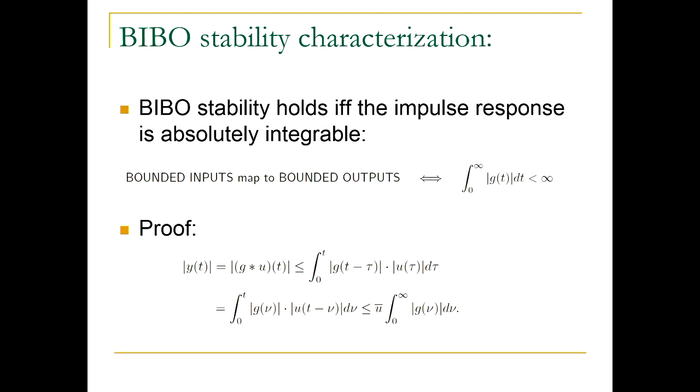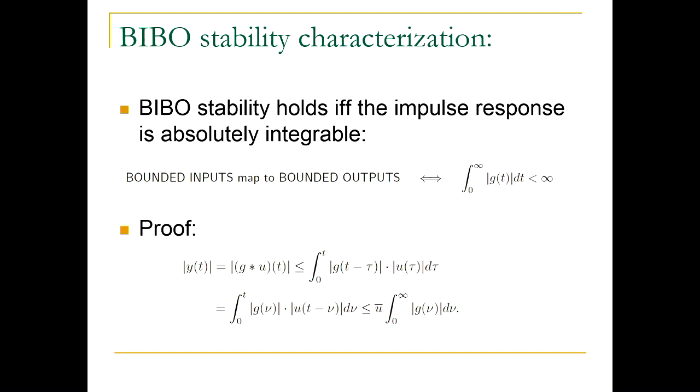But if the input is bounded by u bar, I can take u bar outside the integral, and what I'm left with is just the integral of the norm of the impulse response. Note, if this integral is bounded, then whenever u bar is bounded, y bar would be bounded, y would be bounded for all time. So I would indeed have that bounded input implies bounded output.